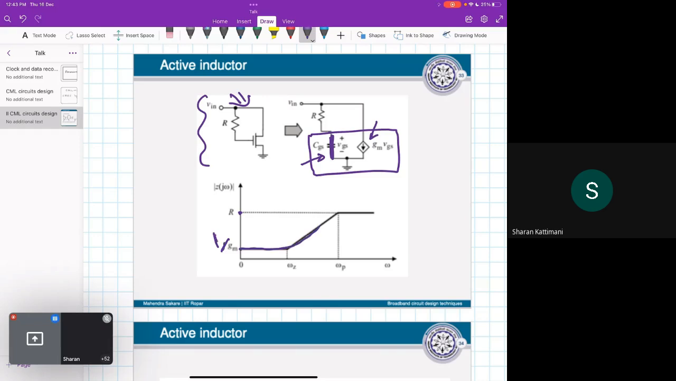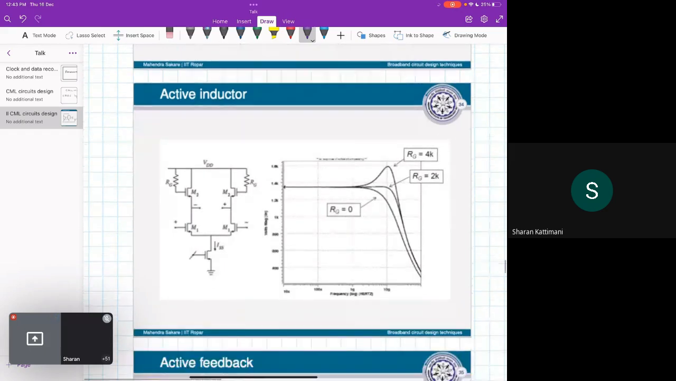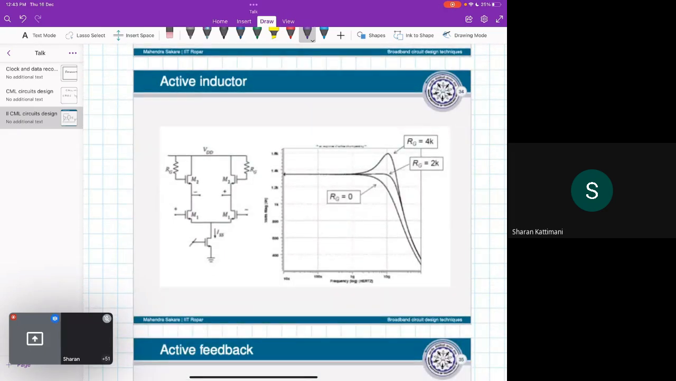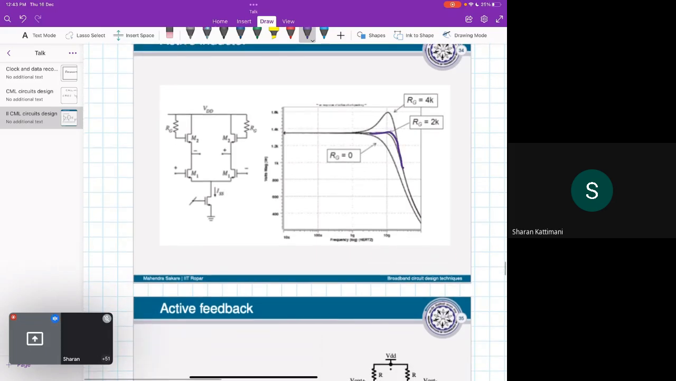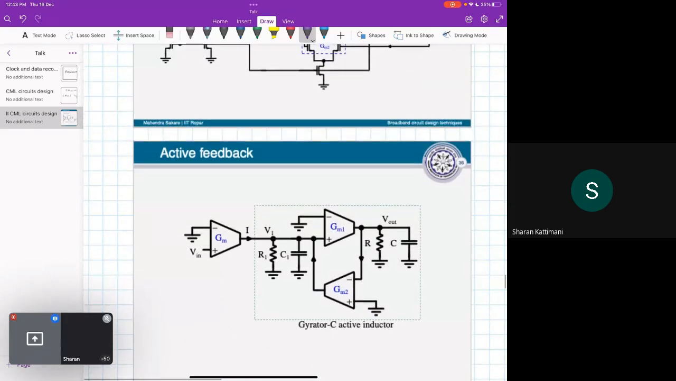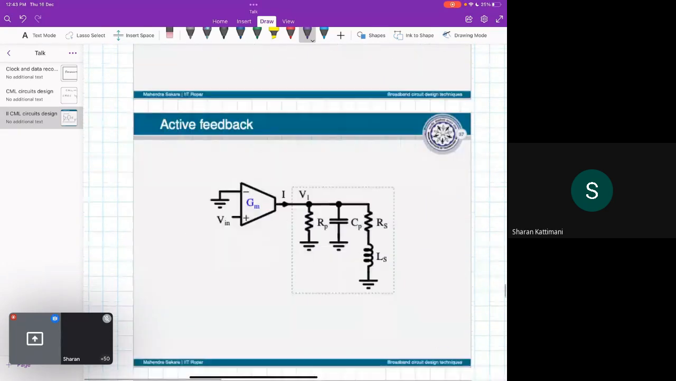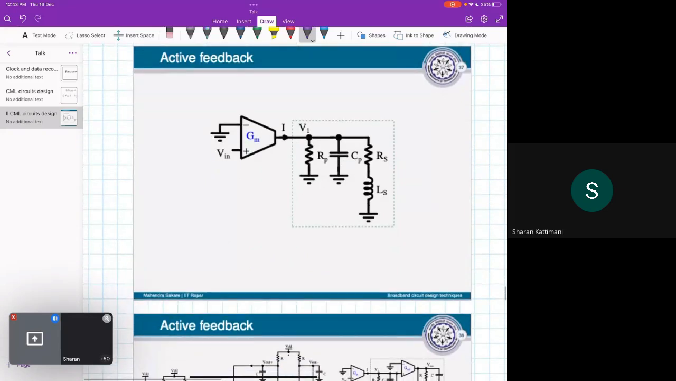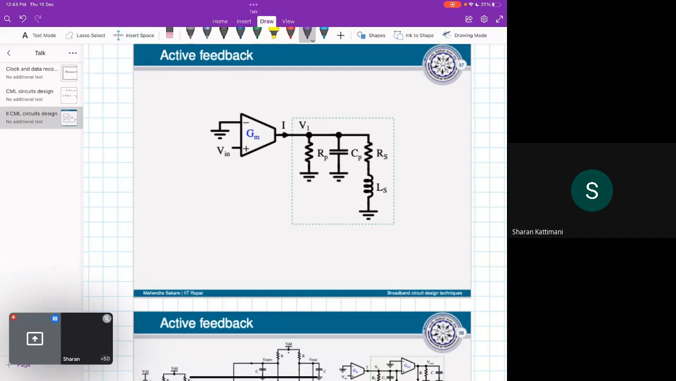So this characteristic is something like this. So it emulates an inductor's impedance characteristic. And in simulation you can also see that by varying the RG, you can get the inductive peaking. There are various such methods that can be used. One of them is active feedback also, where you can use negative feedback to get the active inductor. But because of time, I am stopping here itself.